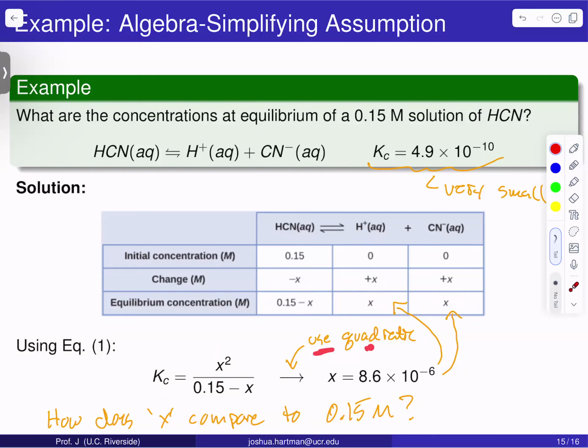Now, according to equation 1, our equilibrium expression is going to be x squared over 0.15 minus x. We could use the quadratic equation, which I'm not going to make you do here. I'm going to hand you the answer, and it turns out the answer comes out to about 8.6 times 10 to the minus 6. So this is the value that would go in here for both of these x's.